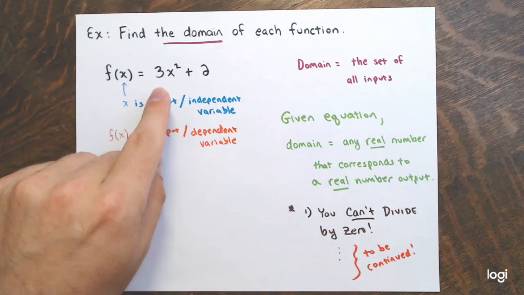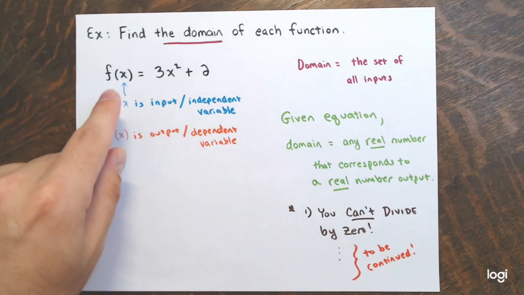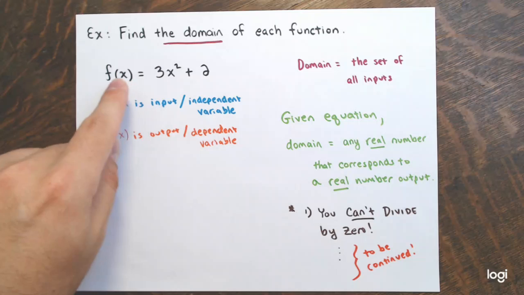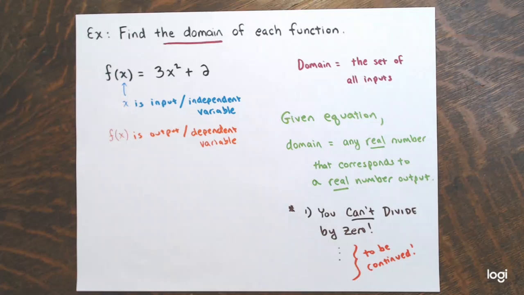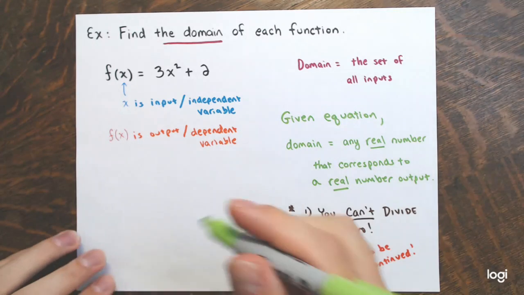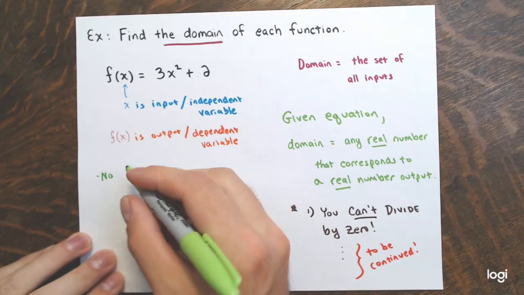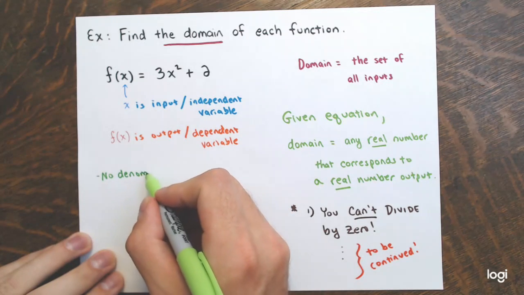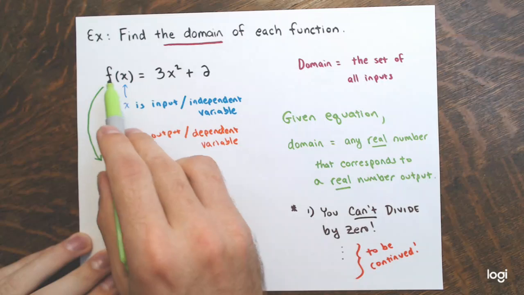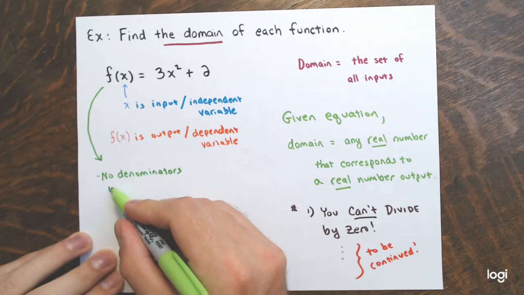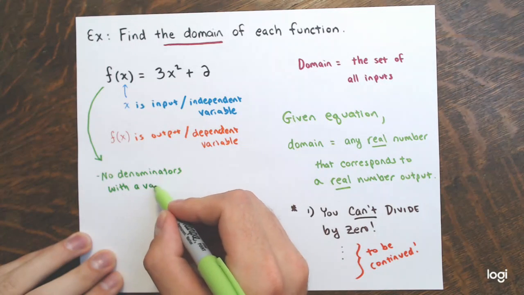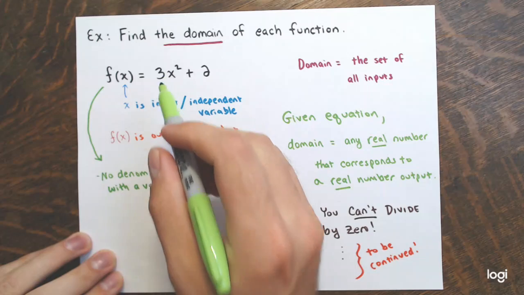All right, so looking at my function here, finally back to the example, I have f of x equals, or the value of f at x equals 3 times x squared plus 2. So one thing I'm noticing is there are no denominators with variables. Again, in this particular function, there are no denominators with a variable, with a value of x.